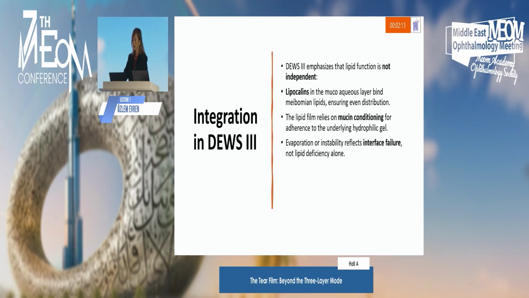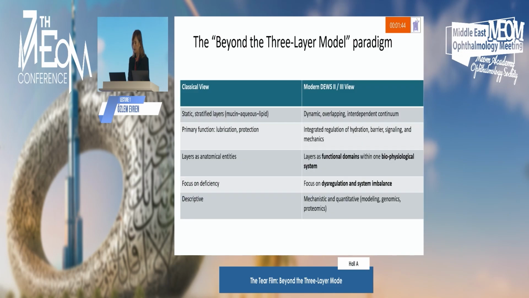So when we come to DEWS-3, which is recently published, the lipid layer is not independent, and lipocalins in the mucoaqueous layer bind meibomian lipids and help to distribute those lipids. And the lipid film relies on the mucin conditioning gel, and evaporation or instability reflects interface failures, not lipid deficiency alone. So this is an important message here.